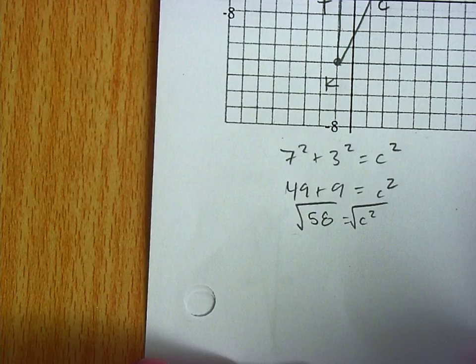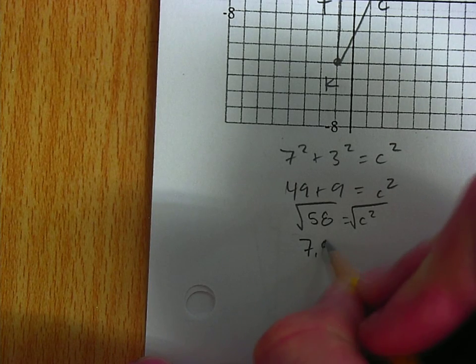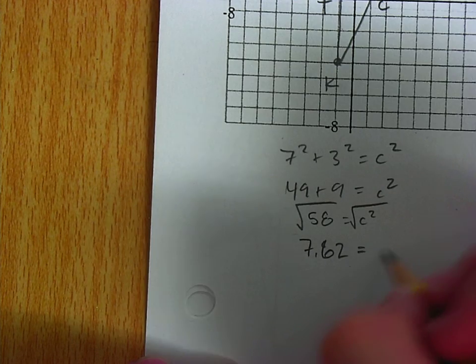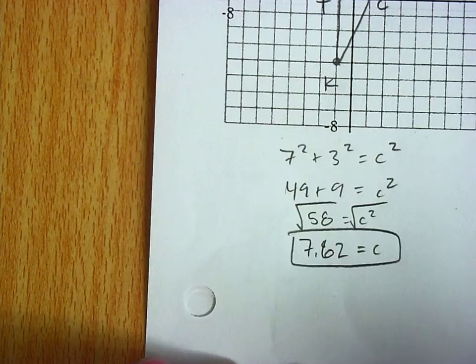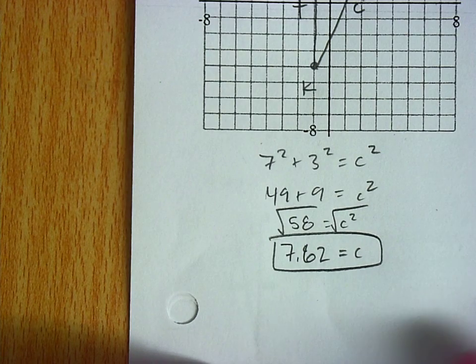7.62, because they want us to round it to the nearest hundredth. 7.62 would be our answer for that one.